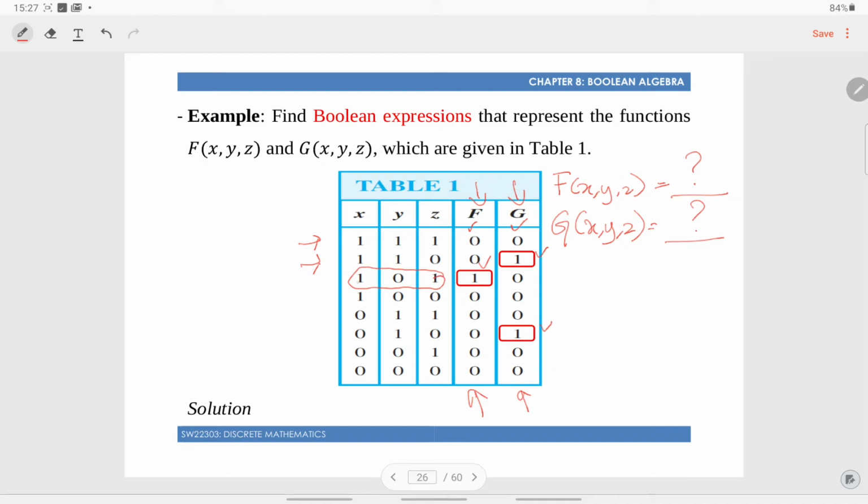That means for x equal to 1, y equal to 0, z equal to 1, the output for f is equal to 1. And for input x equal to 1, y equal to 1, and z equal to 0, the output for g is equal to 1. Also for the input x equal to 0, y equal to 1, and z equal to 0, the output for g is equal to 1. Let's see how to solve this problem.